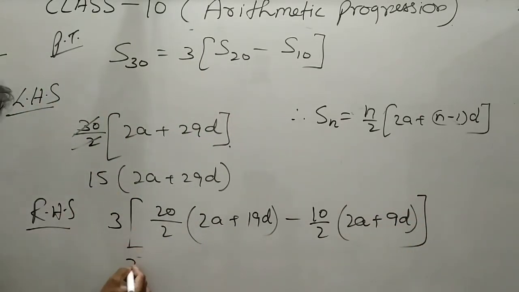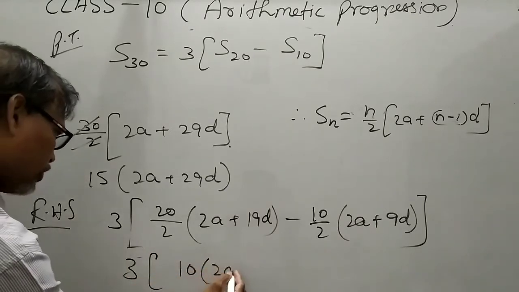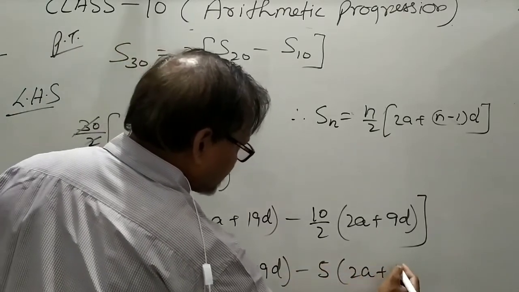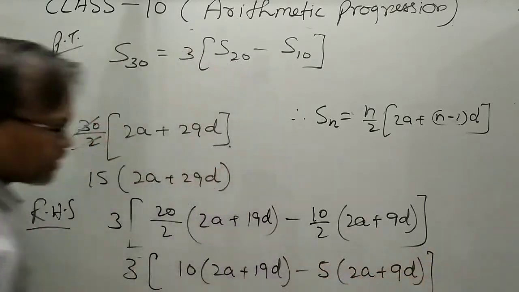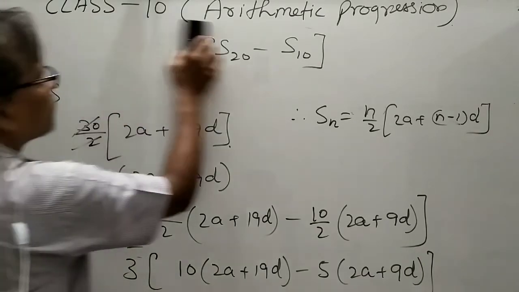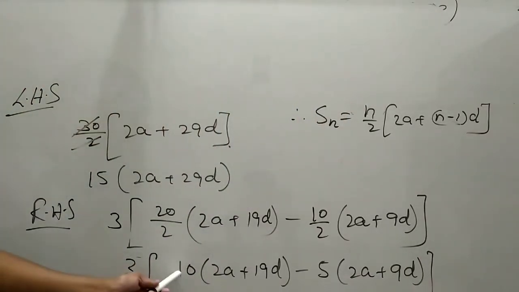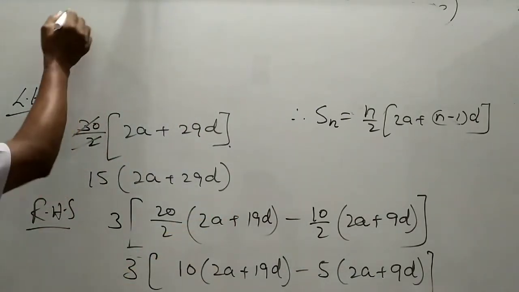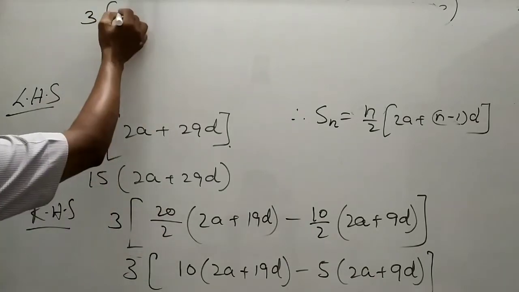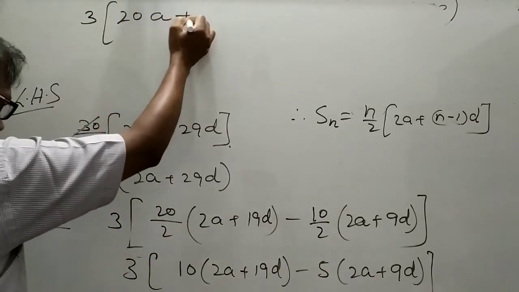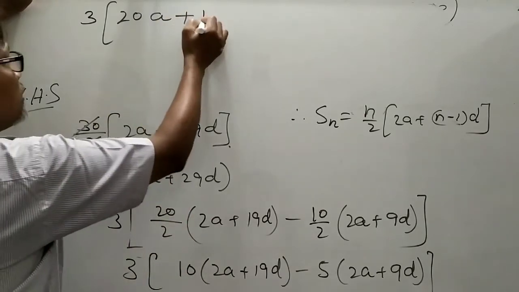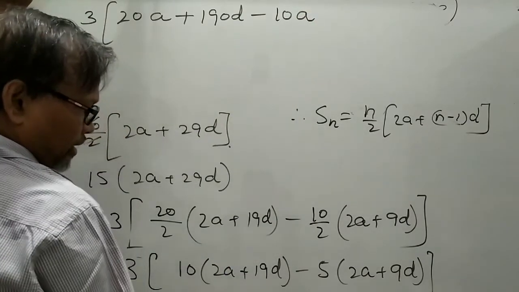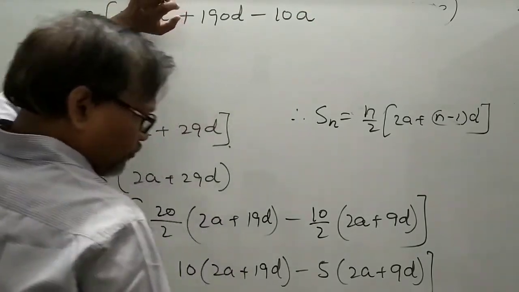So what do you get on simplification? 30 into 2a plus 19d minus 5 into 2a plus 9d. Now multiply by 30 here and multiplied by 5 here, minus 5 you can say. So it will be 60a plus 570d minus 10a and minus 9 fives, 45.